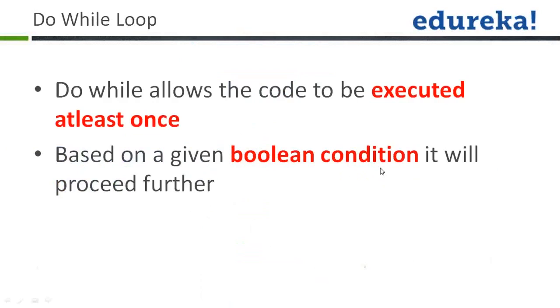We come to the do while loop. The do while loop allows the code to be executed at least once. Based on a given Boolean condition, it will proceed further. Similarly, as in a while loop, here it takes a Boolean value as the condition. Now, executed at least once. You'll understand this line soon.